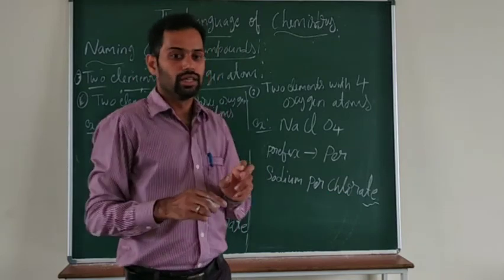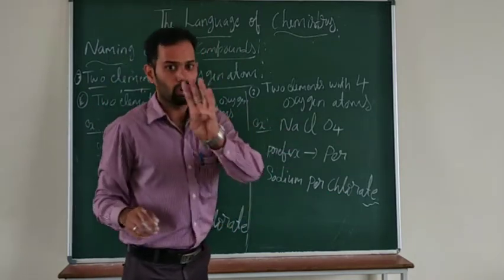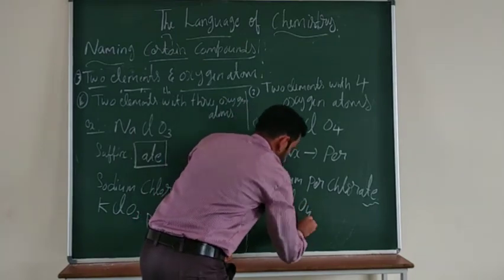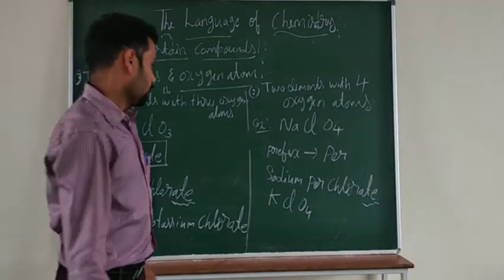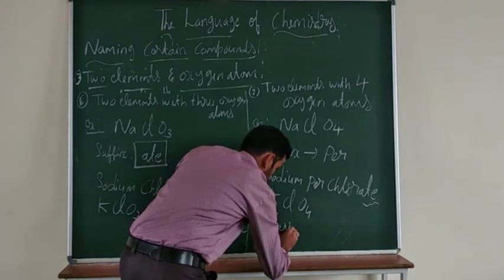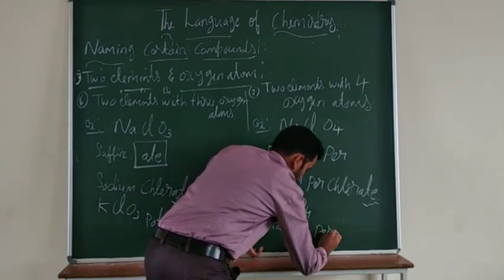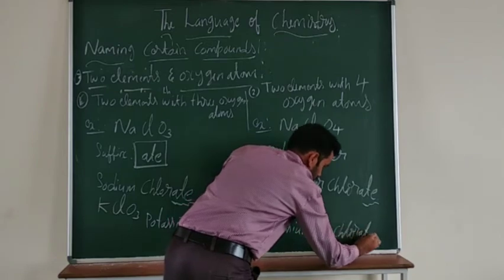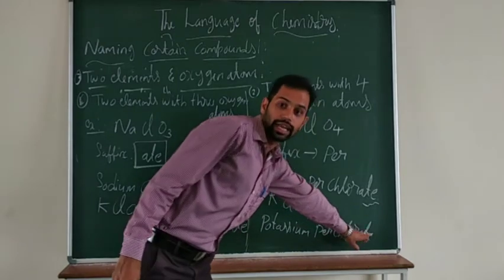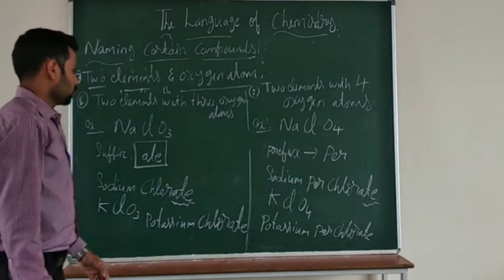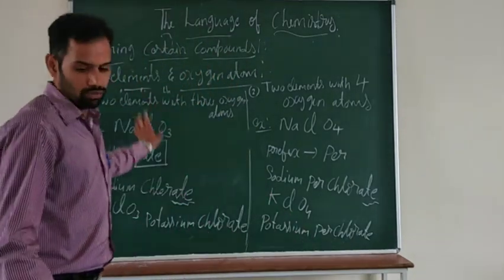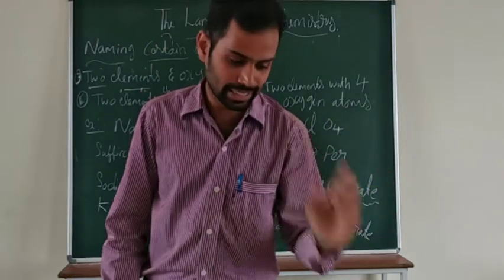Perchlorate. Okay. So that is two elements with four oxygen atoms. Another example, KClO4. Potassium perchlorate. ATE. Be careful, students. Okay. I think you have understood this concept. And then the naming of certain compounds, then naming of acids.